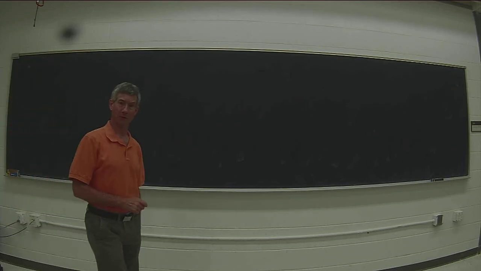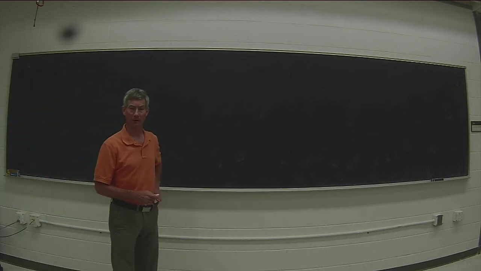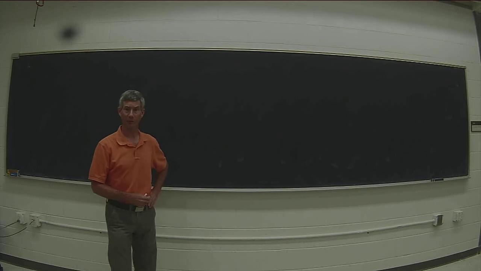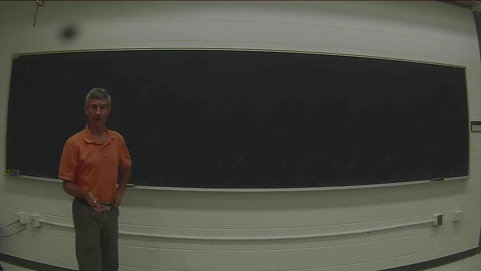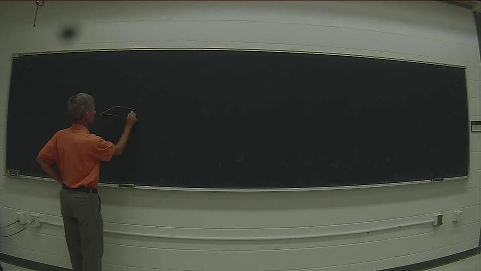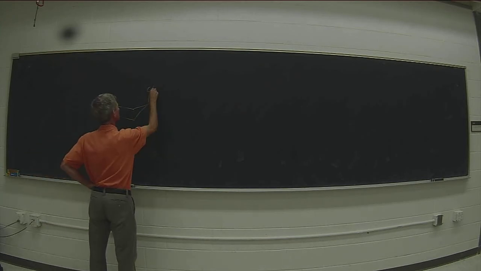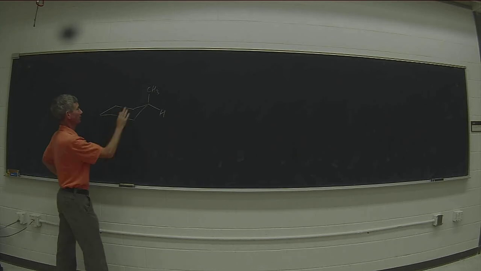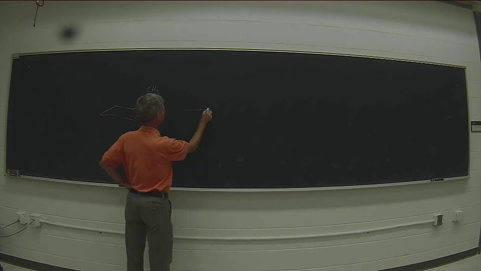In this video, I want to talk about calculating the equilibrium distribution of the two more stable chair conformations of a substituted cyclohexane. I'm going to start with methylcyclohexane. And we know the axial methyl group here is less stable than the equatorial methyl group.